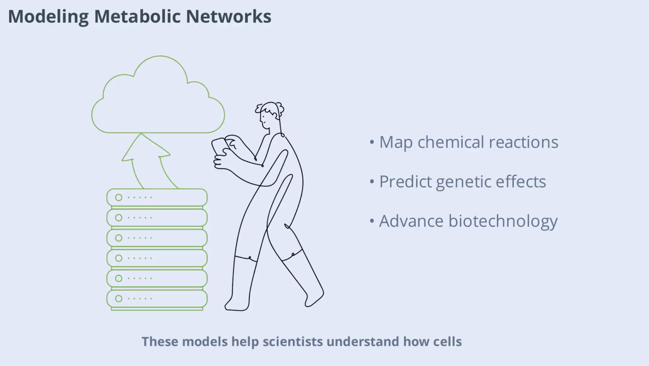Metabolic network models map out the chemical reactions that sustain life. These models help scientists understand how cells convert nutrients into energy and building blocks. By simulating metabolic pathways, researchers can predict the effects of genetic changes, design better crops, or develop new antibiotics. Metabolic modeling is a powerful tool for both basic research and biotechnology.